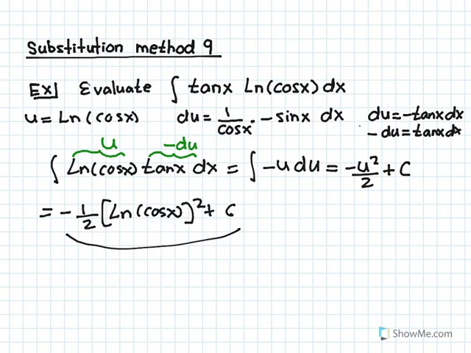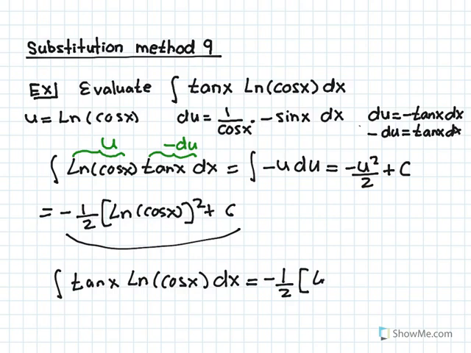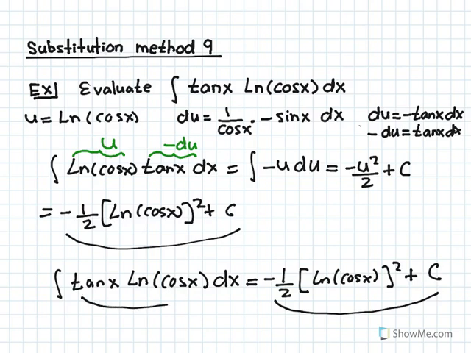This is the antiderivative. So we have shown that the integral of tan x times log of cos x times dx is equal to negative 1/2 times log of cos x all squared plus c. And if you were to differentiate the answer, you will get that integrand back. That might be a good exercise to do.